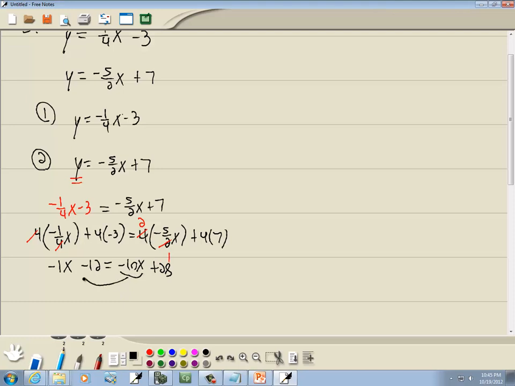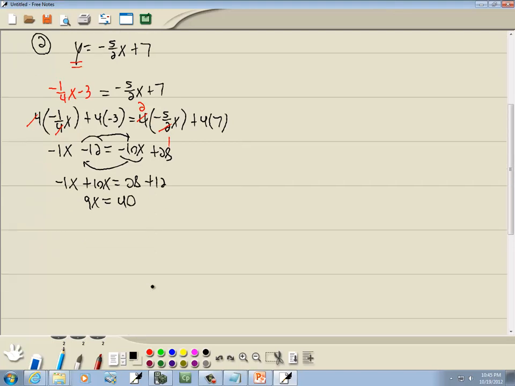Get everything with an x on one side, so I take negative 10x over there. Numbers on the other side, so I take negative 12 over there. So we've got negative 1x plus 10x equals 28 plus 12. Well, negative 1x plus 10x gives us 9x. 28 plus 12 gives us 40. Then divide both sides by 9. These 9's cancel. And we got x is equal to 40 over 9.